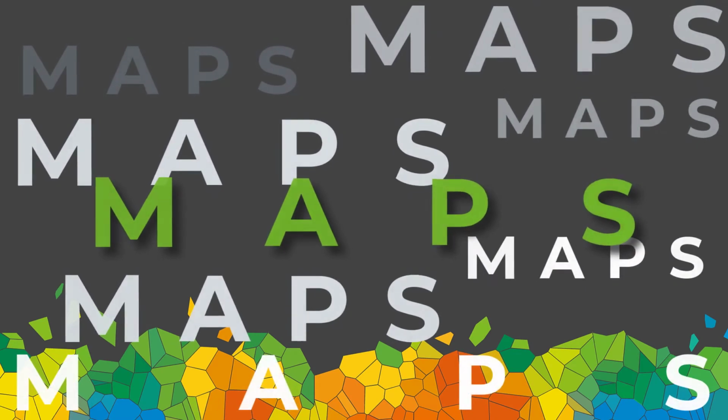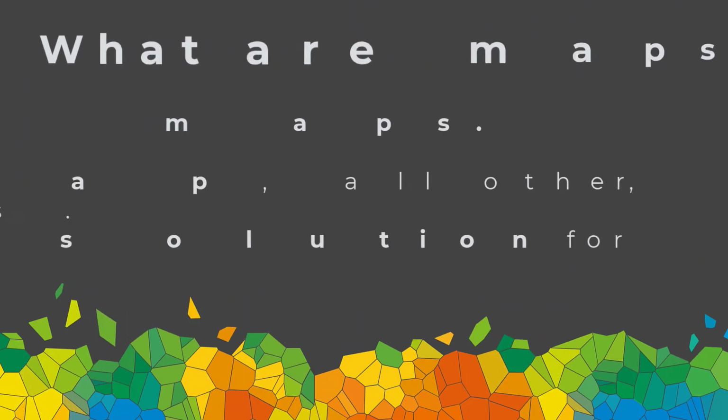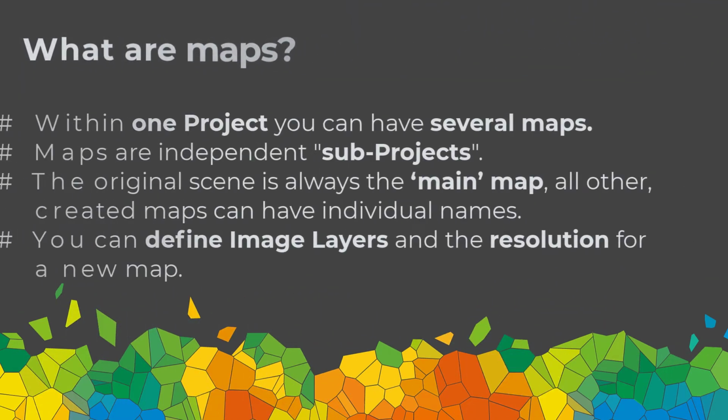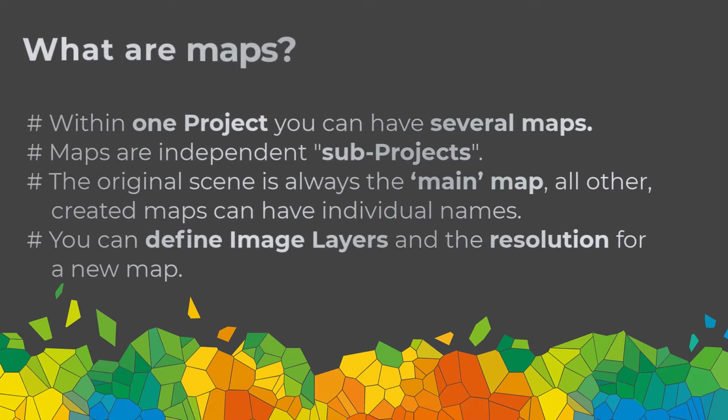Okay, let's have a look at maps. Maps in eCognition. So what are maps in eCognition? Maps is a concept of having more or less a sub-project within your project. So within one project you can have several maps.